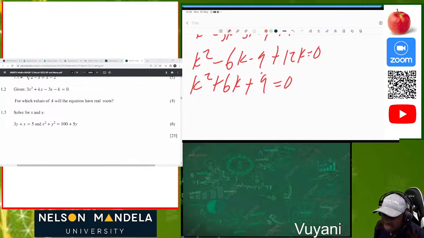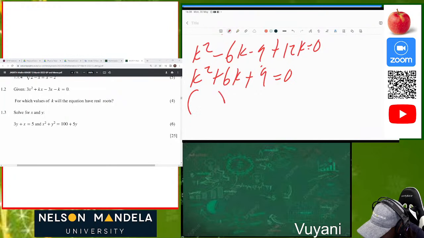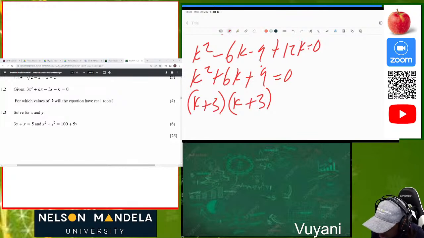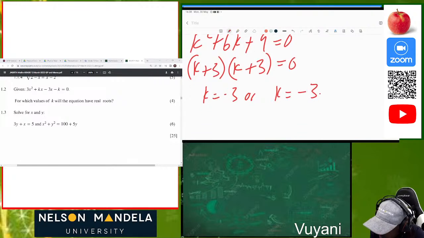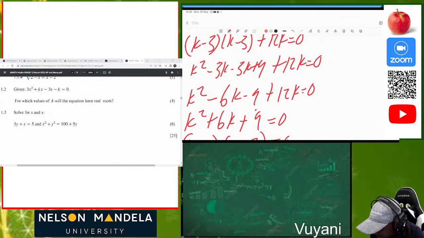After that, we can see that this is now a quadratic equation, so we can solve it. Let's just use the factor form, though you can also use the quadratic formula to get the correct answers. It's going to be (k plus 3)(k plus 3) equal to 0, because 3 plus 3 is 6 and 3 times 3 is 9. So our k will be equal to negative 3, or our k will be equal to negative 3. We can see that our k values are the same.